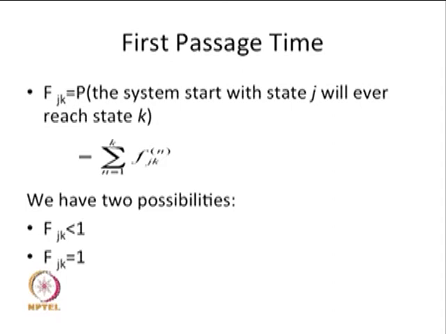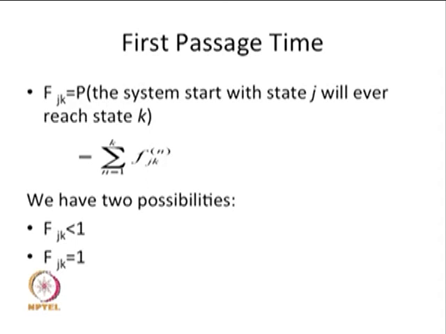So, f j k equal to 1 will give the probability distribution, and that distribution is called the first passage time distribution. This case is our interest, because whenever the system starts from the state j, whatever be the number of steps, if you reach the state k with probability 1, that means the whole mass is 1, and this is going to be the distribution of the first passage time.